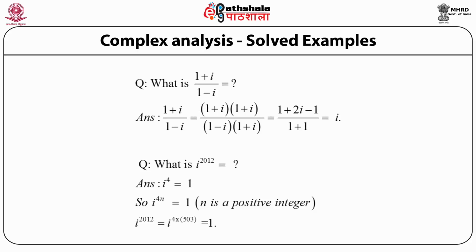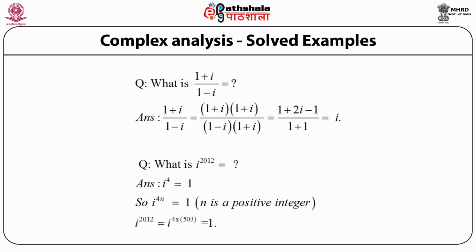Now, as I said, we have to multiply by the conjugate and divide by the conjugate of the denominator. The denominator is 1 minus i, the conjugate is 1 plus i. So, we multiply and divide by 1 plus i on both sides, on the top and the bottom. So, the top one will give rise to 1 plus 2i minus 1, divided by 1 plus 1, okay, and then when you do the mathematics, it becomes just i.